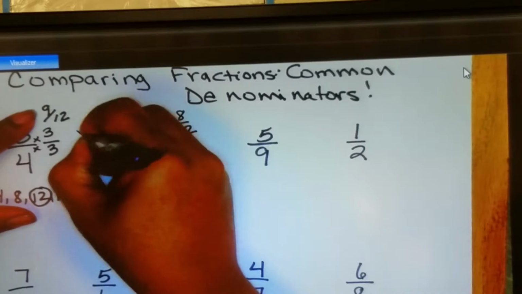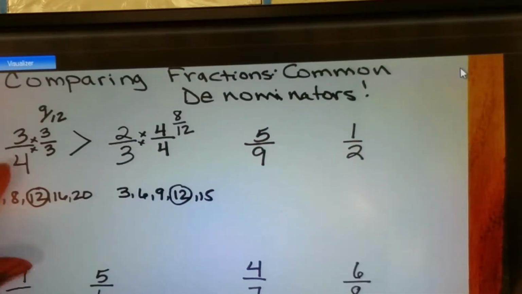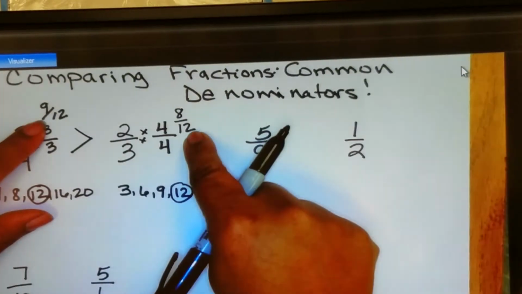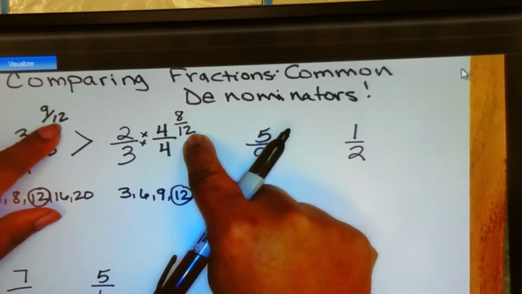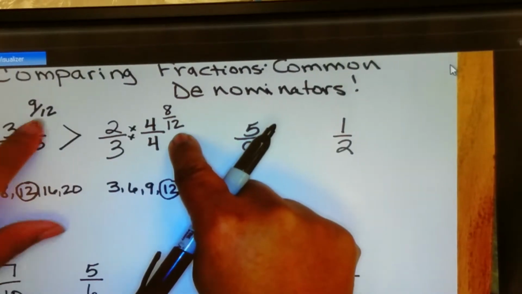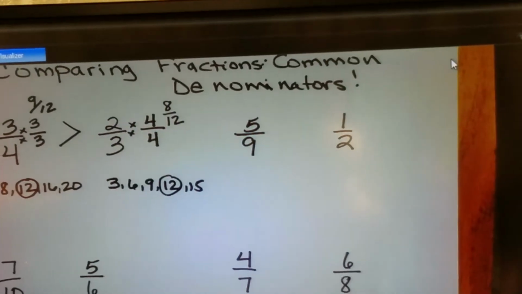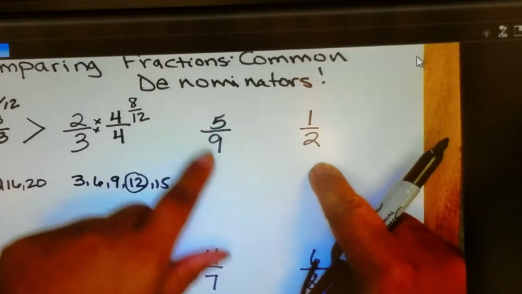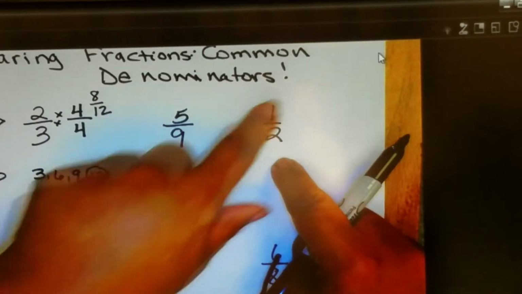So my symbol is: 3/4 is greater than 2/3. And I can tell by comparing 9/12 and 8/12, because they now have the same common denominator of 12. On our next problem, we have 5/9 and 1/2.